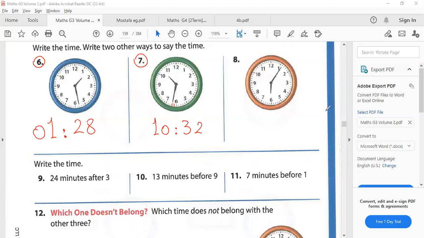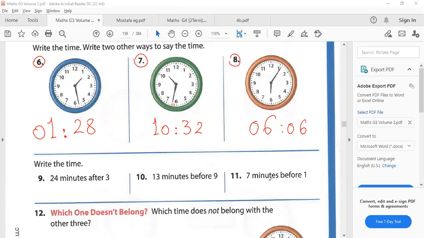Let's ask now Romy Ayman. Romy? Yes, Mister. Romy, next question is number 8. Could you tell me what time is it? Very quick, please. It is 6 o'clock, yes. And how many minutes after 6? 6. Excellent. So 6 o'clock and 6 minutes. Excellent, Romy.